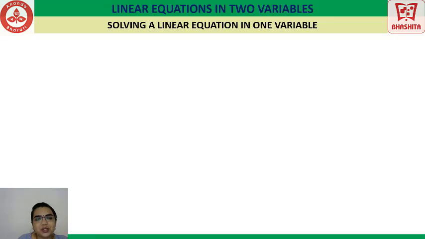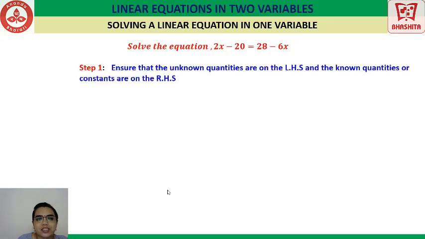So let us now move into the actual procedure of solving an equation in one variable. Let us learn that with the help of a problem. Solve the equation 2x minus 20 is equal to 28 minus 6x. Let us see how we can solve this. What is the first step? In the first step, we need to ensure that all the unknown quantities are on the left hand side and the known quantities or constants are on the right hand side.